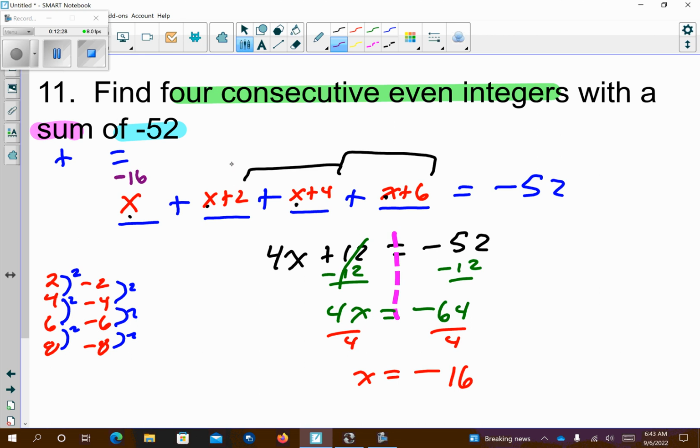If I add 2 to -16, I get -14. If I add 4 to -16, I get -12. If I add 6 to -16, I get -10. Those are my 4 numbers. -16, -14, -12, -10. That's a little tougher problem.